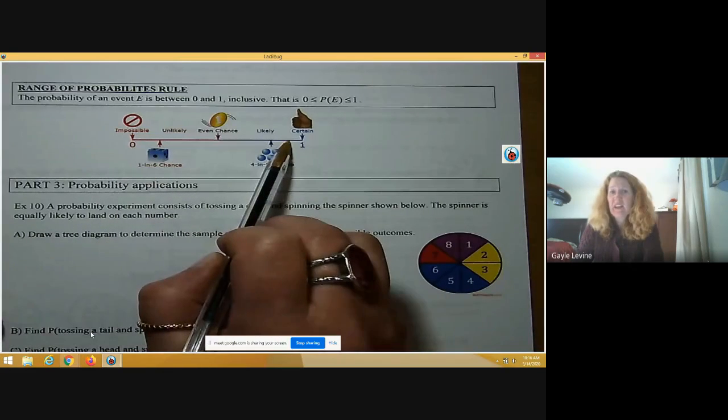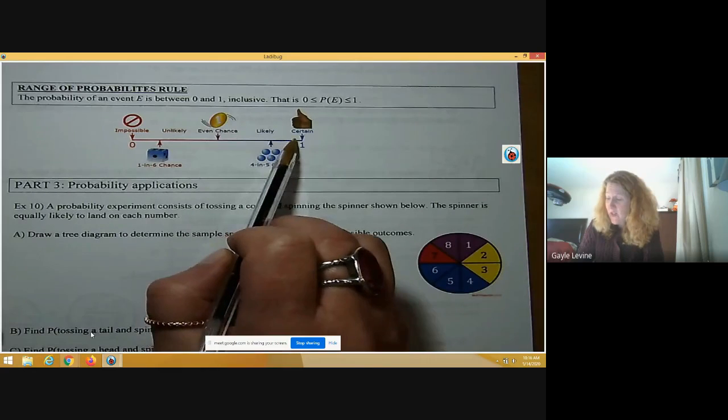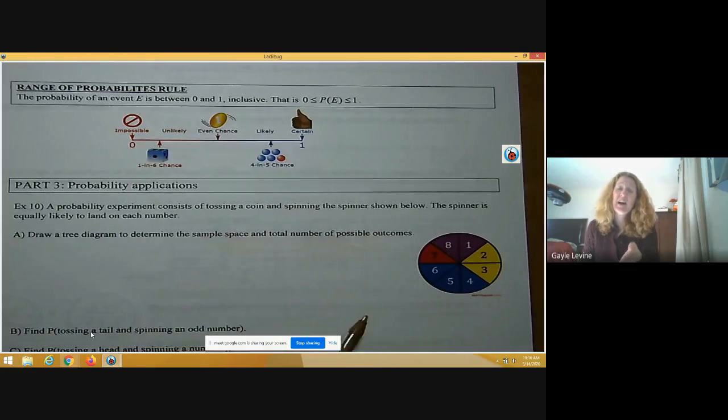What's the probability that it's over 70 degrees in Connecticut on a day in August? That's very likely. Very, very likely. So that would be closer to 0.9, 0.95, but all of your probabilities are between 0 and 1.